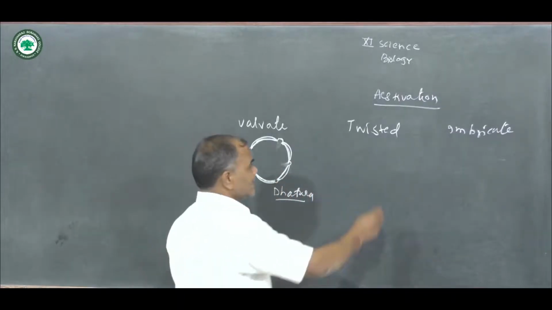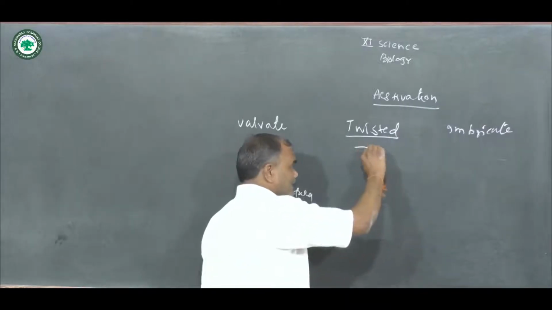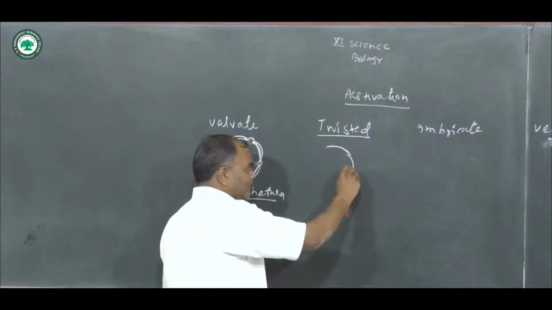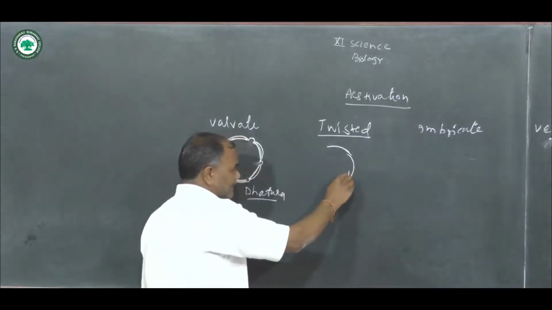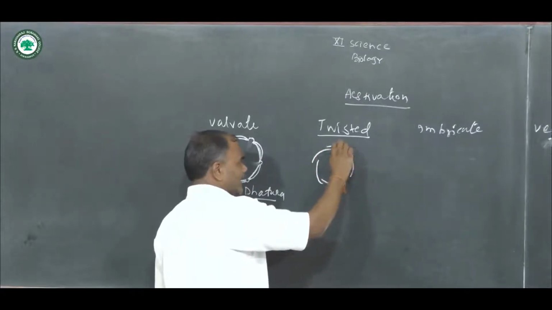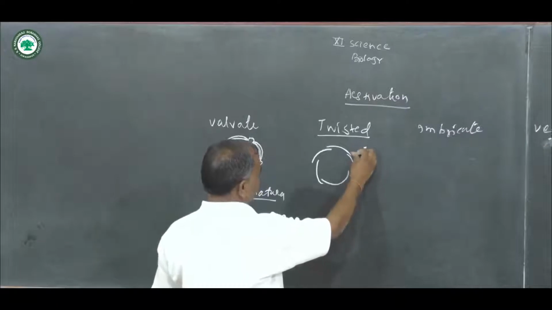If we see the next type, that is twisted aestivation. What is twisted? One margin of the sepals as well as petals continuously overlaps the next. This continuous overlapping type of arrangement is known as twisted aestivation.